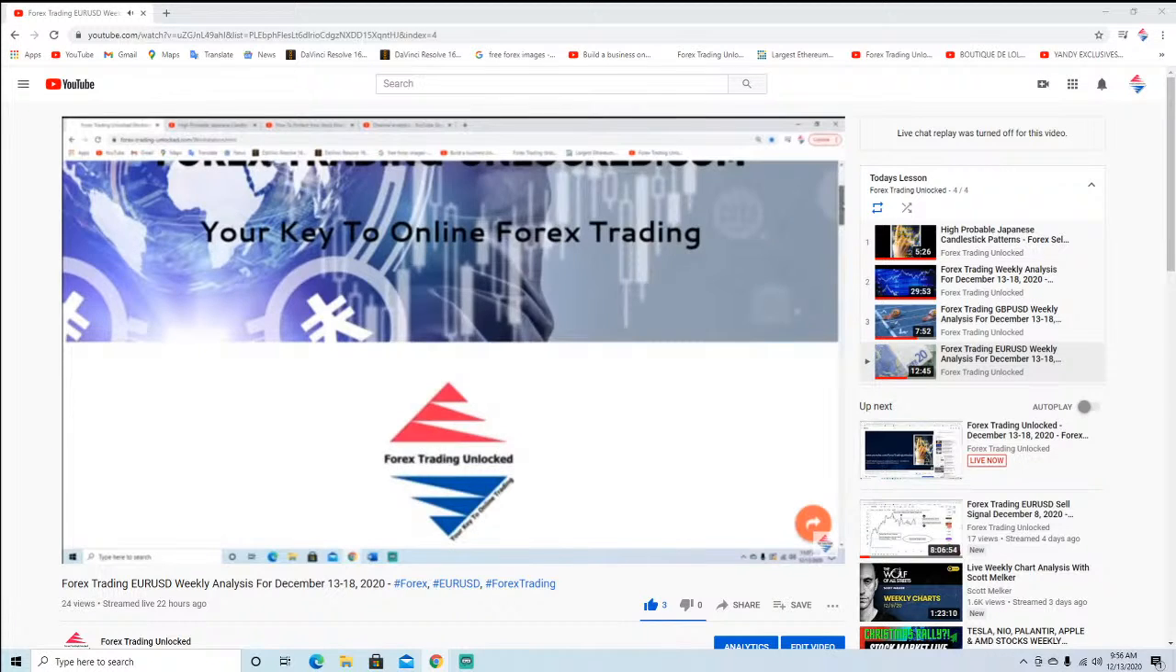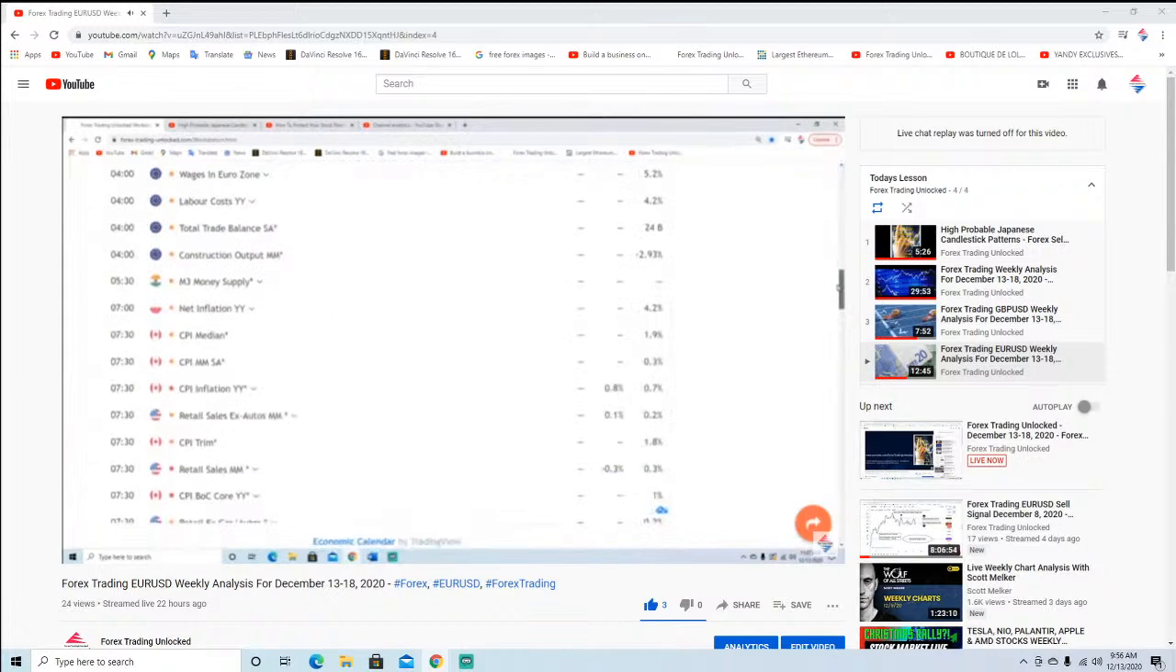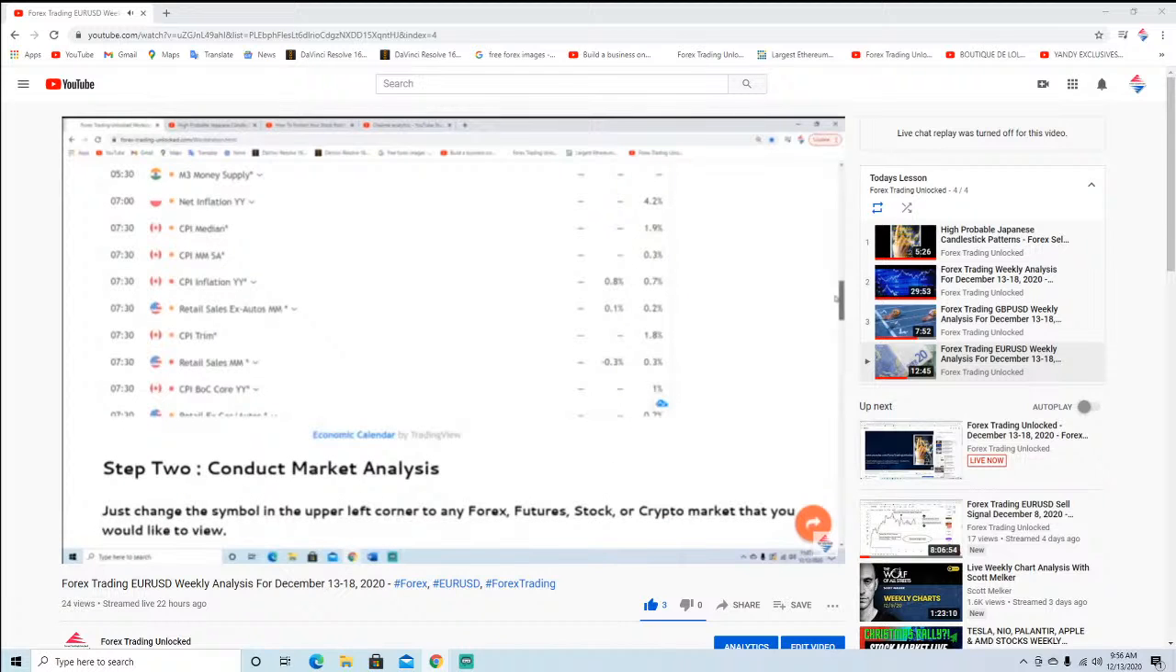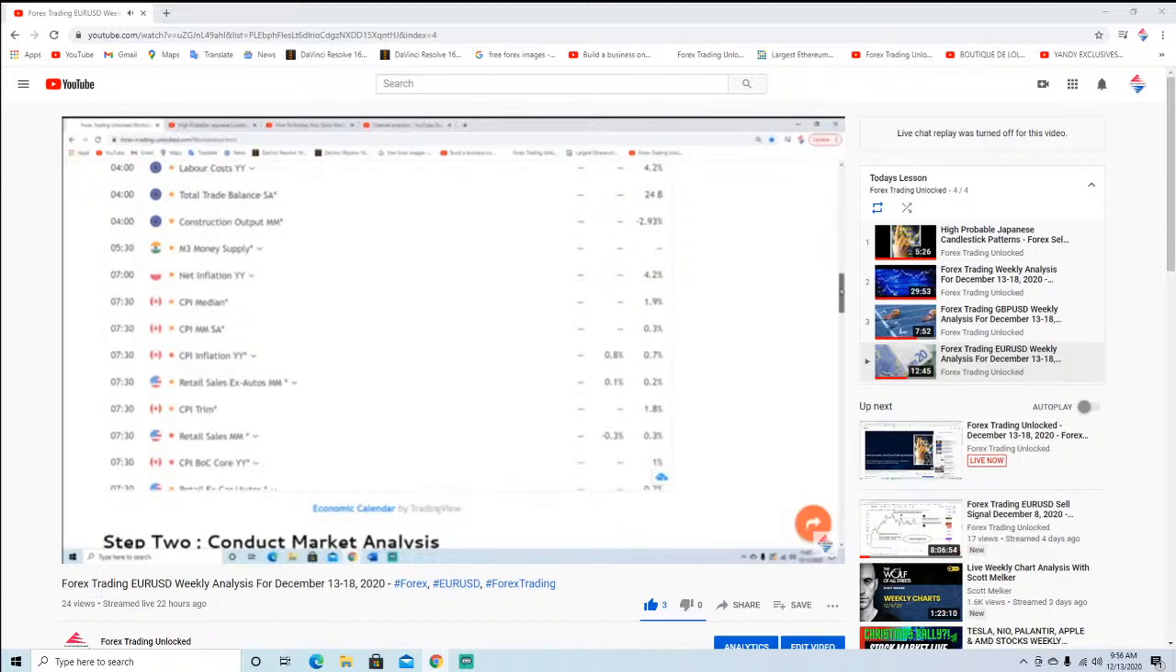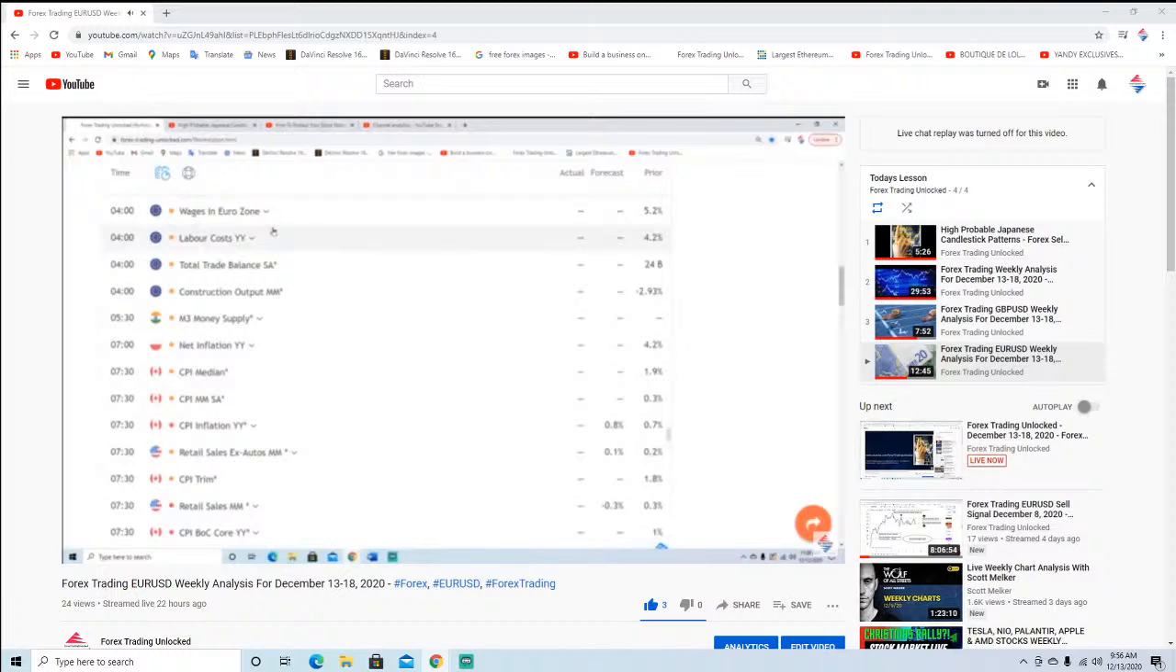On that page, you can see all the economic numbers that come out for the week ahead. As far as the euro is concerned, we do have wages, labor, total trade balance, and construction output coming out.